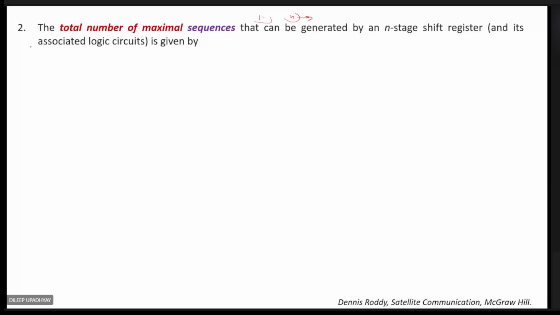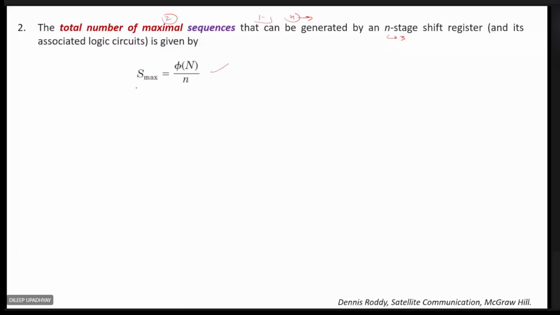In this property, that is the total number of maximal sequences that can be generated by an n-stage shift register. In the earlier case, n was 3, and we have seen that 2 maximal sequences are possible. Similarly, if n is large, how can you calculate the total number of maximal sequences? That is calculated by this formula.